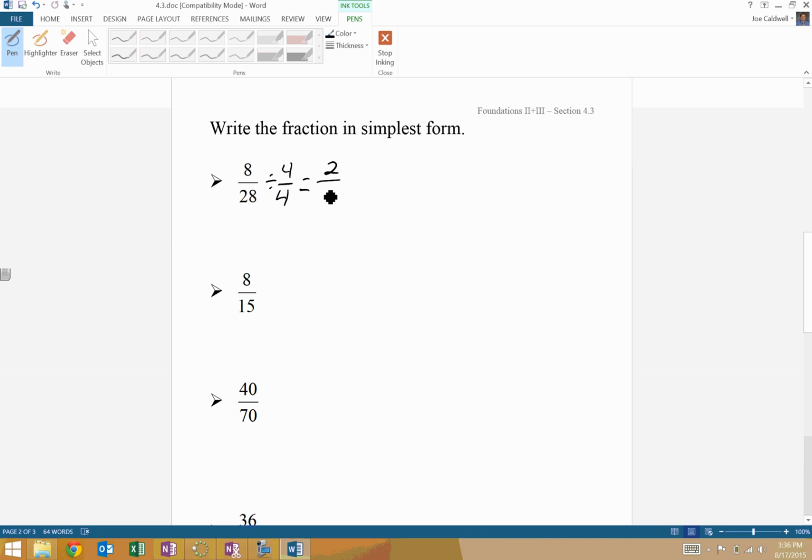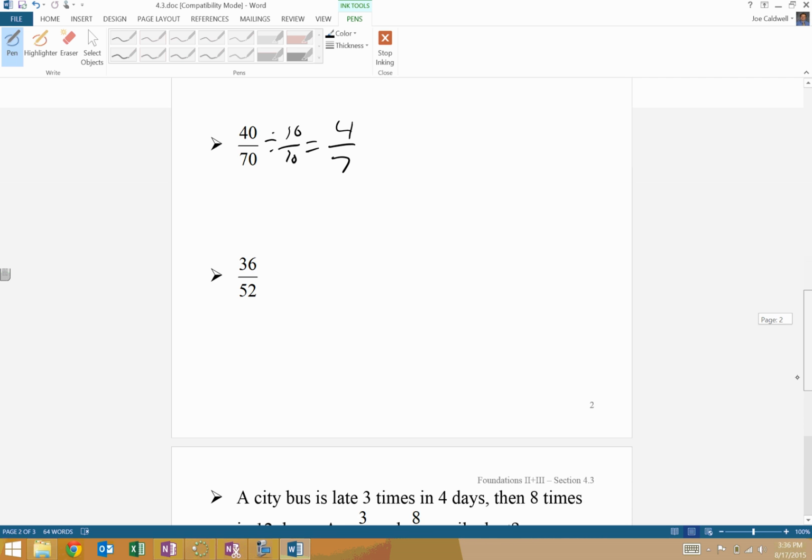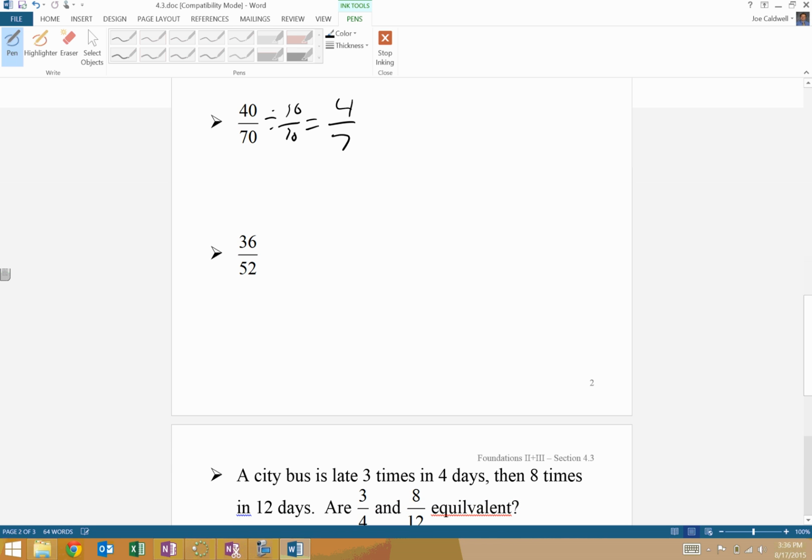twice, 4 goes into 28 7 times. 2 and 7 do not have any number in common. They're relatively prime, so we're reduced. 8/15, lowest form, 8/15. There's nothing that can come out of both, except 1. Of course, we don't include that. 40 over 70. 10 can go into both. I'm left with 4/7. Those numbers are relatively prime, which means I have reduced all the way.